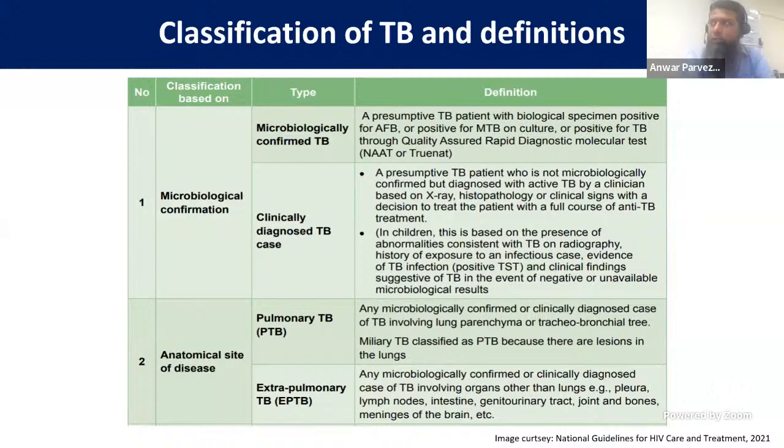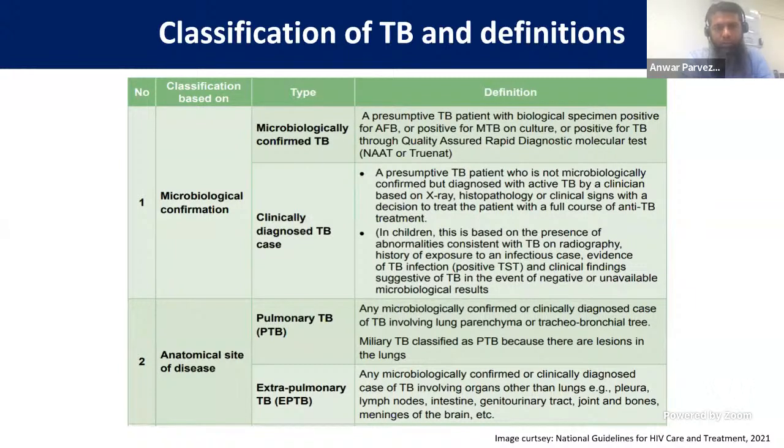a patient whose GeneXpert is negative or not tested, but their X-ray shows signs and symptoms of TB, or maybe sonography shows signs and symptoms of TB, or otherwise it is again based on the clinical decision of the medical officer to decide whether the patient is having TB or not. Then based on its site, it can be divided as pulmonary or extrapulmonary TB. Pulmonary, obviously, as the name suggests, is TB in the lungs.